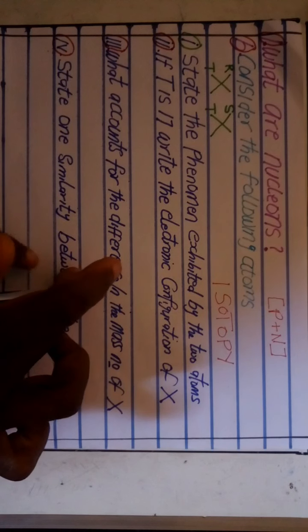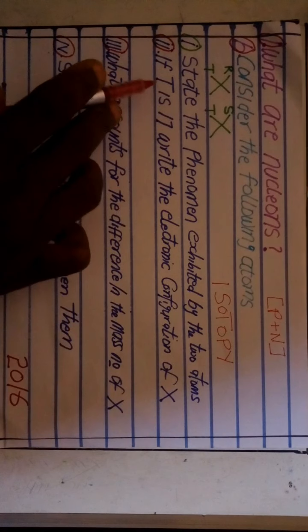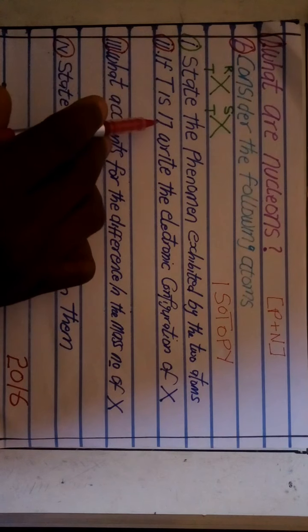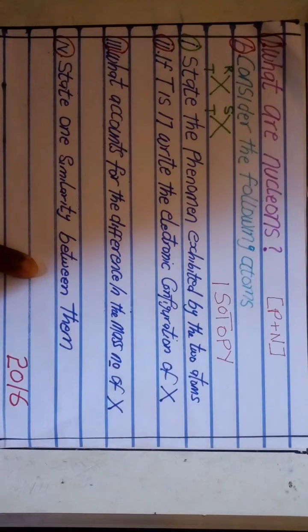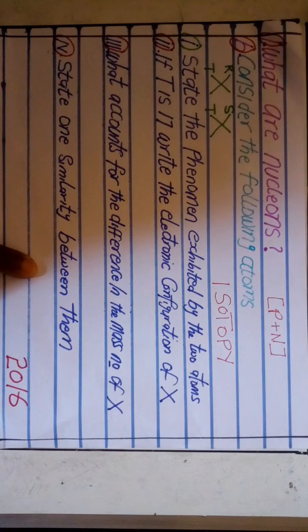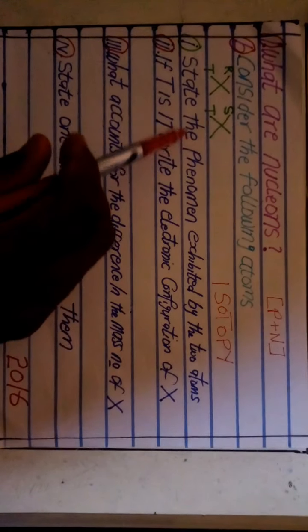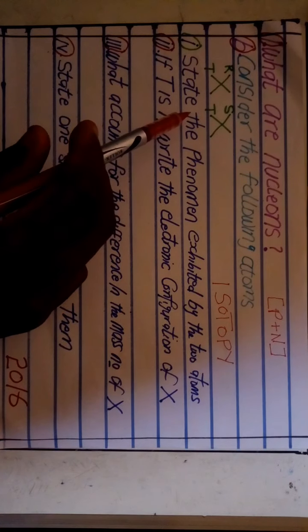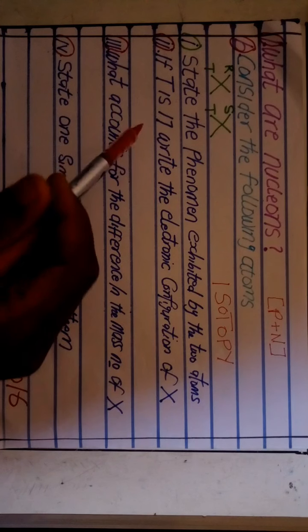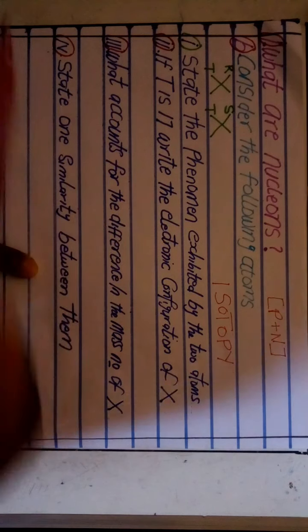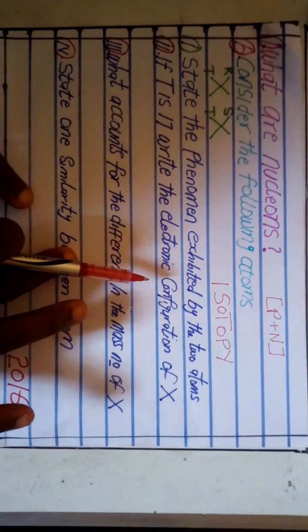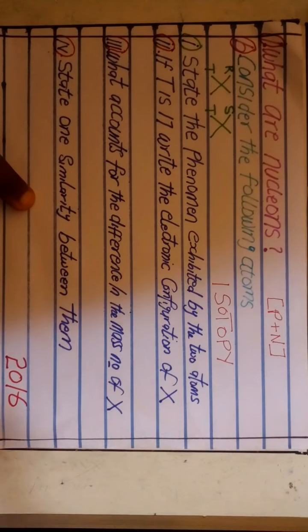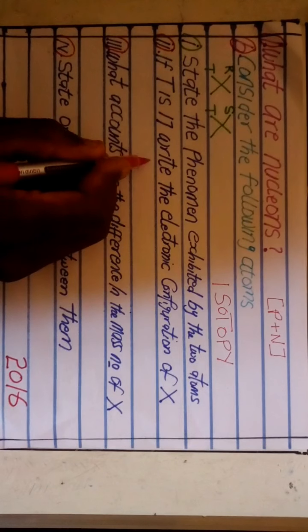Then the next question: if T is 17, write the electronic configuration of X. If T is 17, so the atomic number is 17, that is chlorine. So we're going to write the electronic configuration of chlorine because chlorine is 17. So we start by this.